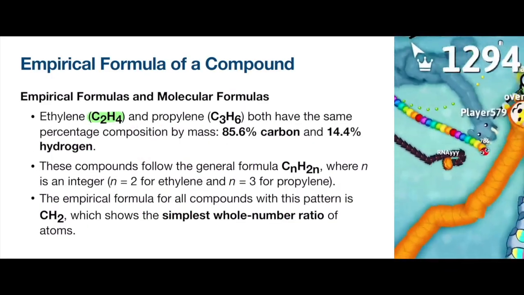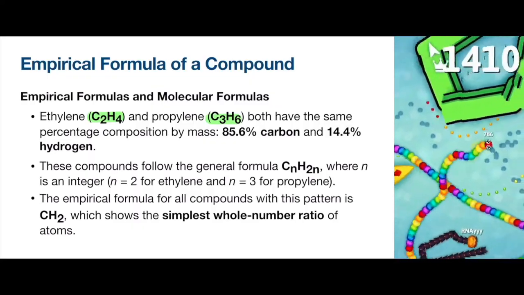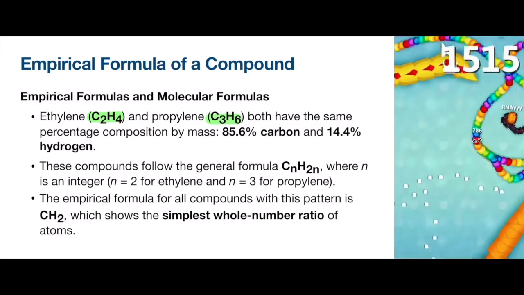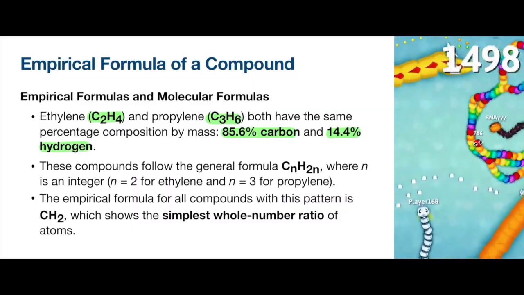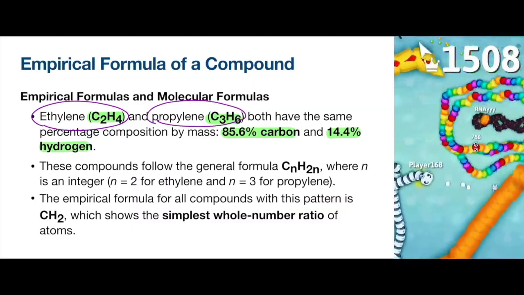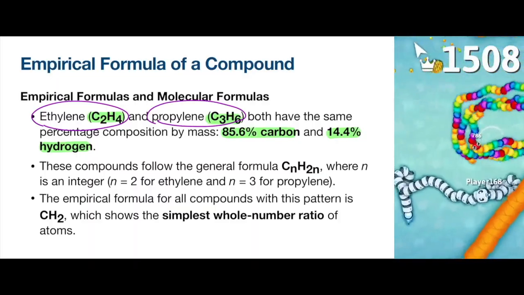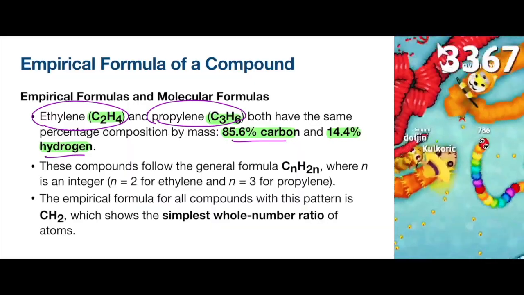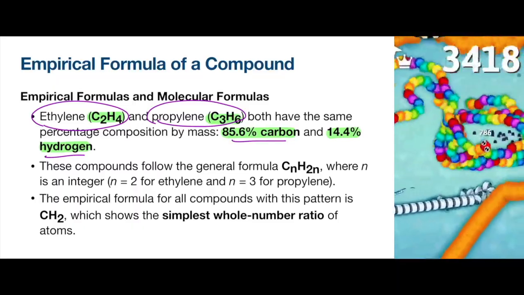Ethylene, or C2H4, and propylene, or C3H6, both have the same percentage composition by mass. They both contain 85.6% carbon and 14.4% hydrogen. So even though ethylene and propylene have different chemical formulas, they have exactly the same percentage composition by mass. The same for carbon and the same for hydrogen.